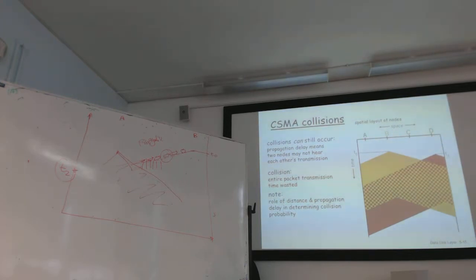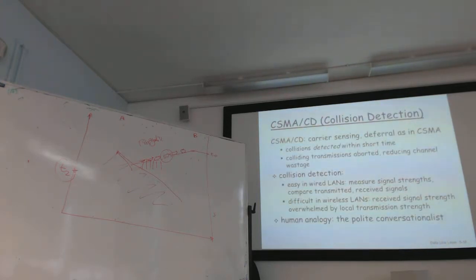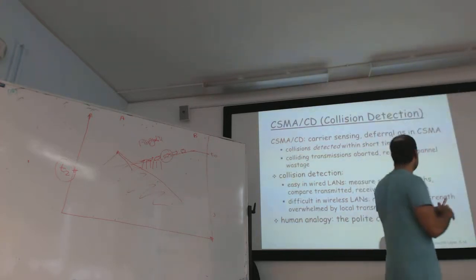So they created a part where you have collision detection. In other words, you need to detect, abort the sending, and wait for the other guy to finish. This is carrier sense multiple access with collision detection. A colliding transmission that is aborted reduces channel wastage. So the only thing you've added here is collision detection, where whenever you detect an actual collision, you stop sending. That's it.